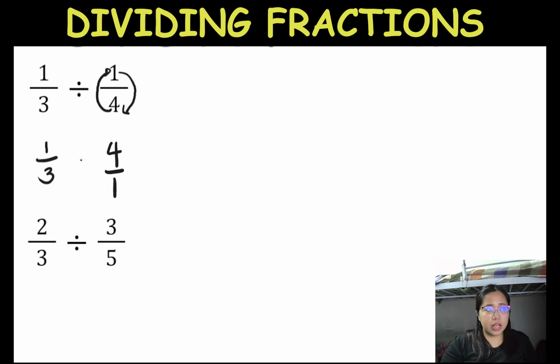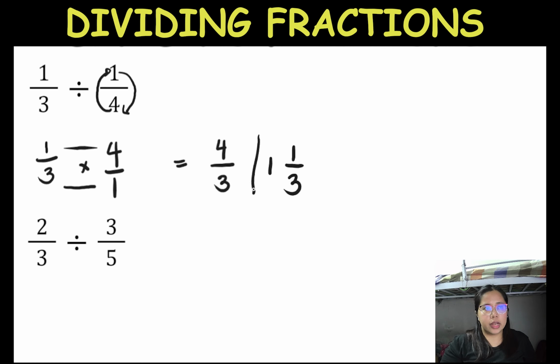Okay, and then we'll just use multiplication. Okay, so pag multiplication, of course, we will just multiply numerator to numerator and denominator to denominator. So we'll get 1 times 4 is 4, and then 3 times 1 is 3. Okay, and reduce natin yan to its lowest form or convert natin sa mixed fraction and we'll get, okay, 1 and 1/3. So ang final answer natin, okay, 1/3 divided by 1/4 is equivalent to 1 and 1/3.